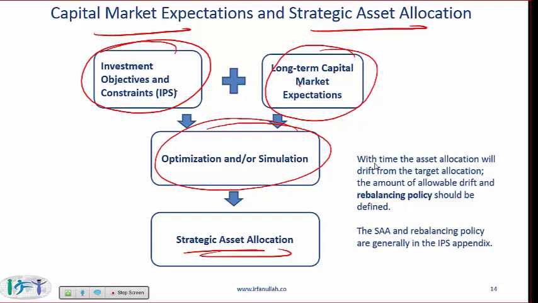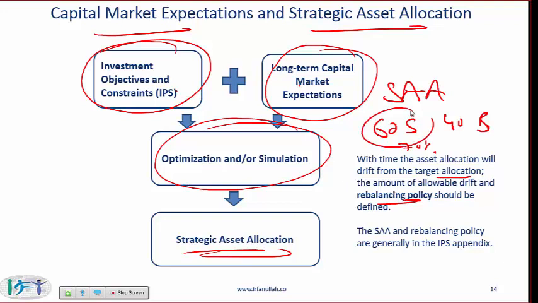With time, the asset allocation will drift from target allocation. So let's say your strategic asset allocation is 60% in stocks and 40% in bonds. You make the investment accordingly. Now, will the relative weightage stay the same or will it drift? It will obviously drift. If stocks do well, then this might go up to 70%. Then you as an investment manager need to rebalance. You rebalance by selling stocks and buying bonds so that you come back to this allocation.